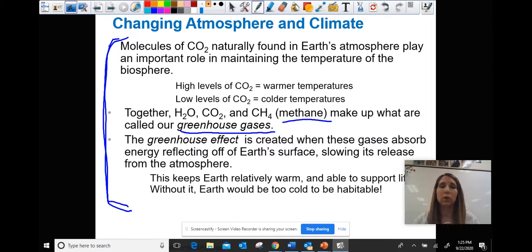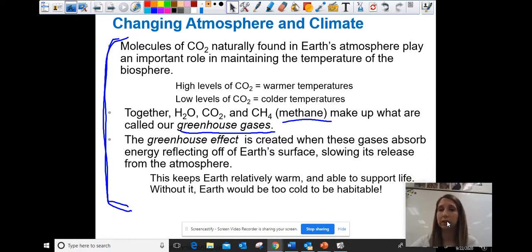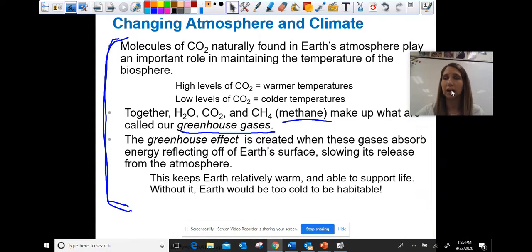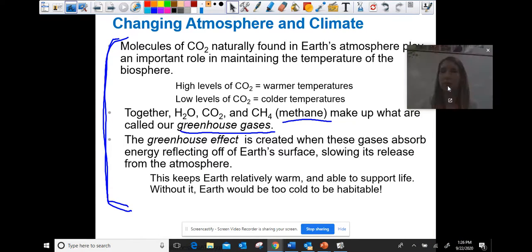So this whole process where these gases are absorbing that re-radiated energy is called the greenhouse effect. It's not a vocab term, but I've got it in italics here because it is really important. The greenhouse effect, like I said, is a natural process. This is something that we see even without humans here on our planet. It's something that would be here regardless of who is living on this planet.